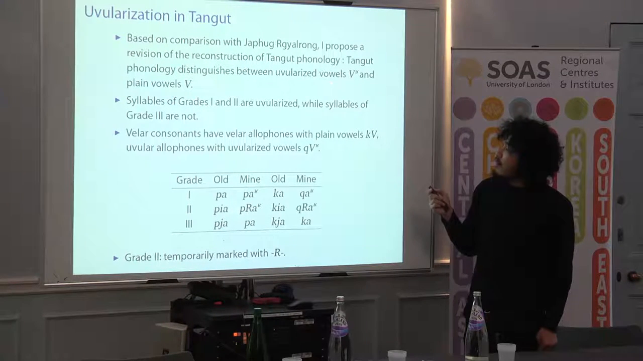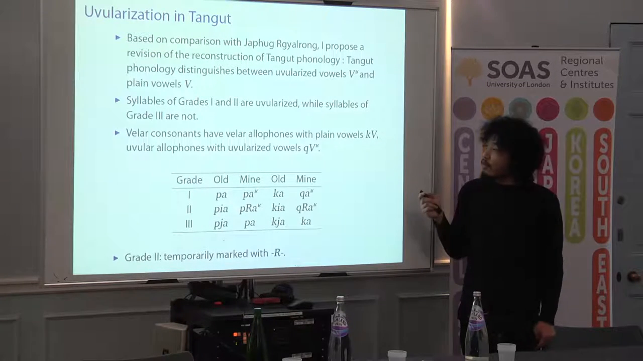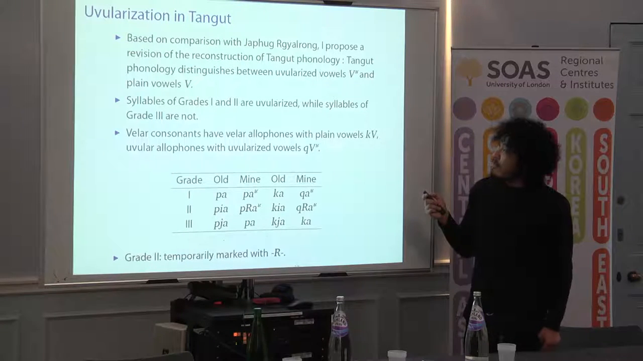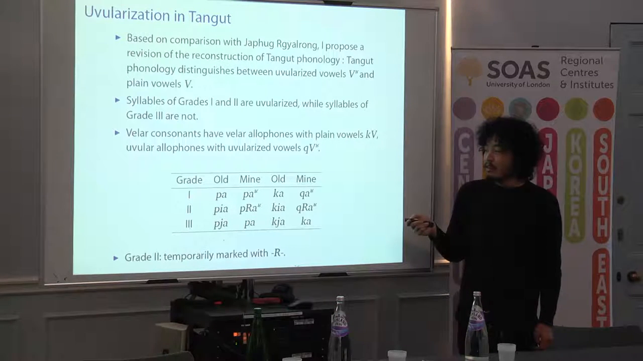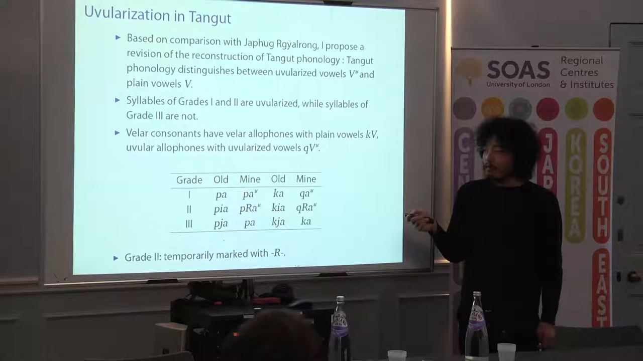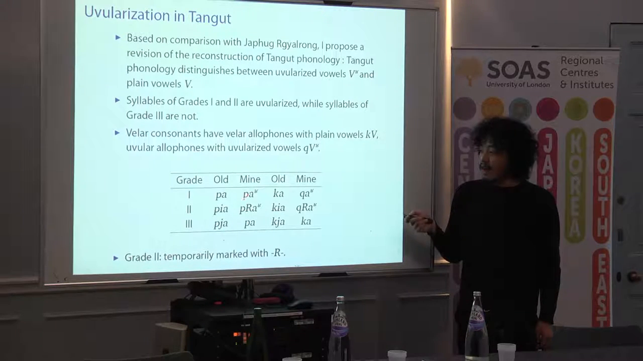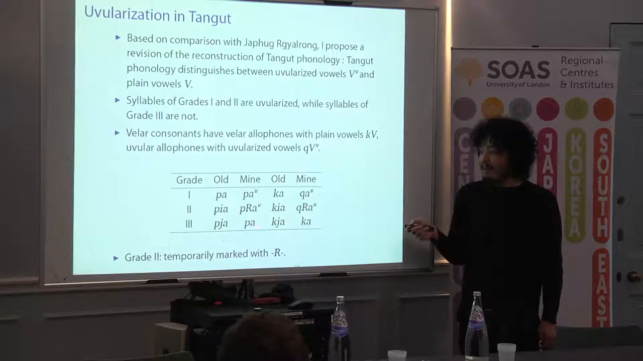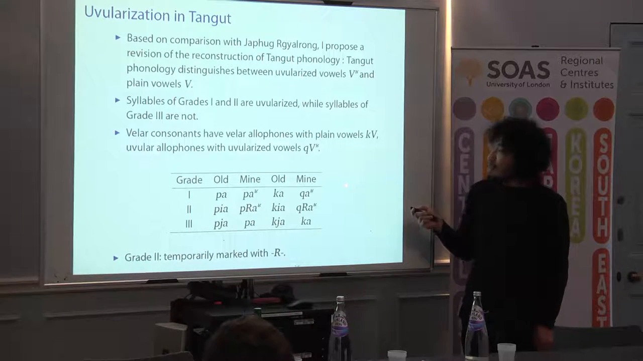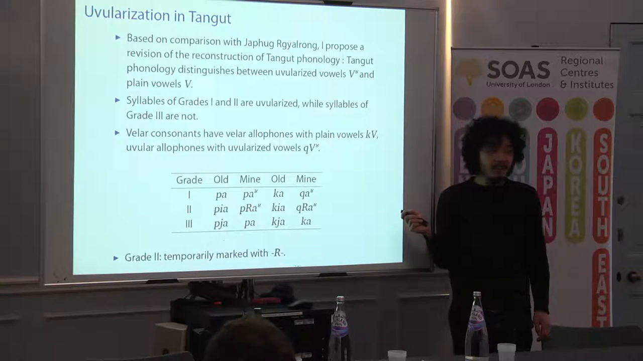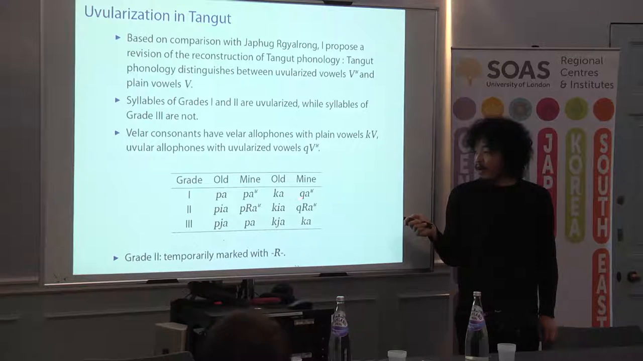Basically what I suggest is that there is a phonological distinction of uvularization, between uvularized vowels and non-uvularized plain vowels. So the distinction between grade one and grade three, which were reconstructed before as a versus ia, is now reconstructed as uvularized versus plain. This distinction of uvularization triggers an allophony for the velar initials, between a and ga.